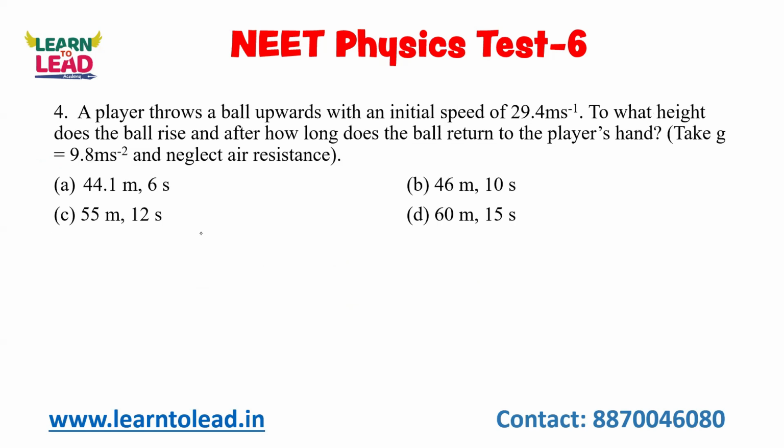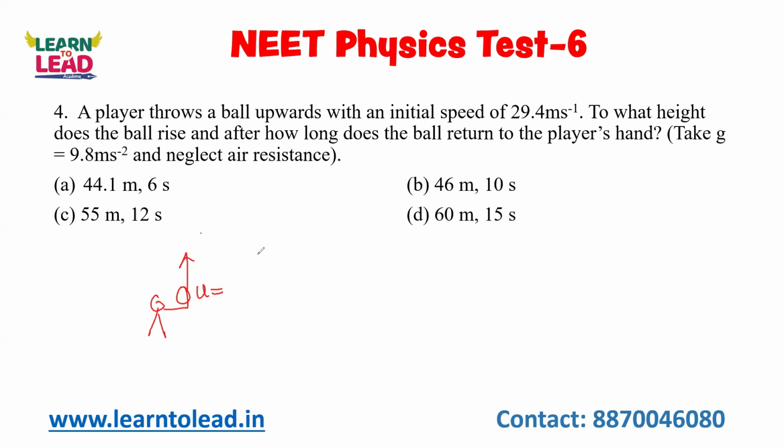Next, a player throws a ball upwards with an initial velocity of 29.4. Let us consider a player throwing a ball with an initial velocity. While reading the question itself, you should start to solve. Don't read the question once and then write the given data and think. No, do not do that. As we read the question, we should start solving.